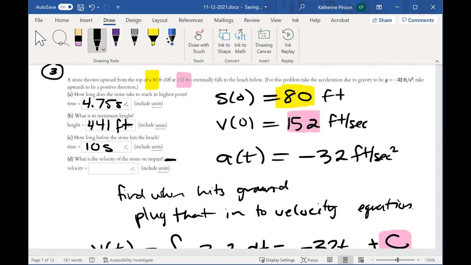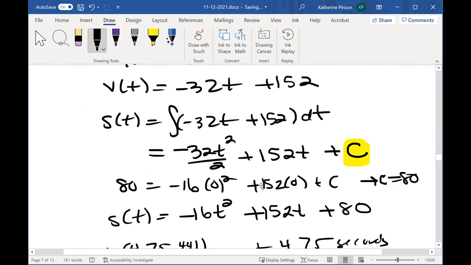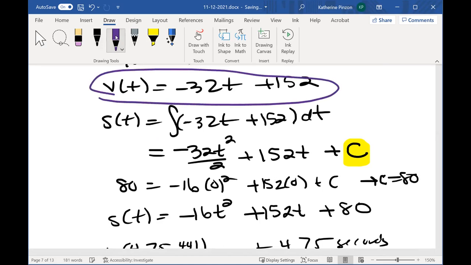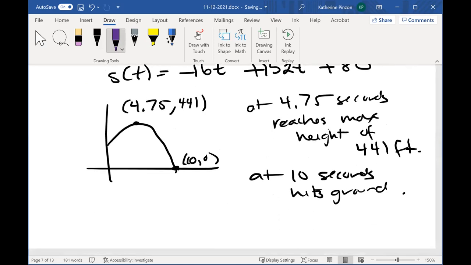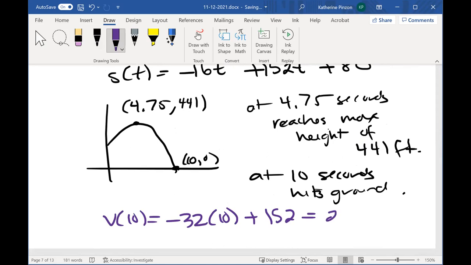How do we say we're going to solve this? We're going to plug 10 into the velocity function. Here was my velocity function. I'm going to plug 10 into that for t. So v of 10 is negative 32 times 10 plus 152. What are the units on velocity? Feet per second.